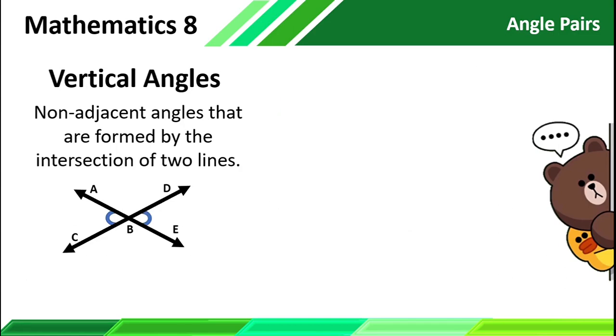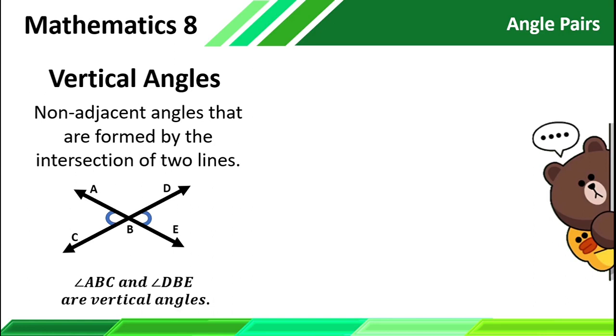Next is vertical angles. These are non-adjacent angles that are formed by the intersection of two lines. As you can see here, line AE intersected line CD at point B. So it forms four angles. We have here angle ABC and angle DBE, the ones with blue markings. So we can say that angle ABC and angle DBE are vertical angles.